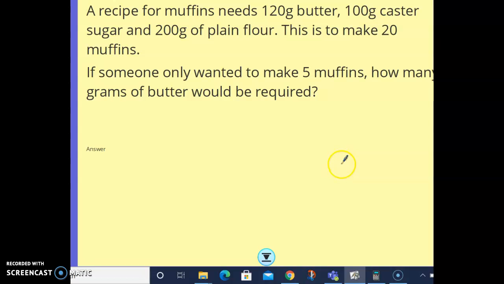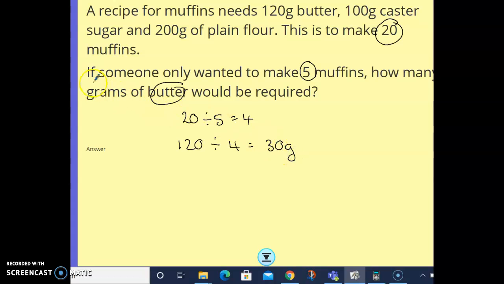Our recipe question. This time our recipe makes 20 muffins. We only want to make 5. 20 divided by 5 would be 4. So I need to divide everything by 4. I'm interested in the amount of butter. It's 120 grams of butter for the full lot. Divide that by 4, I get 30 grams.